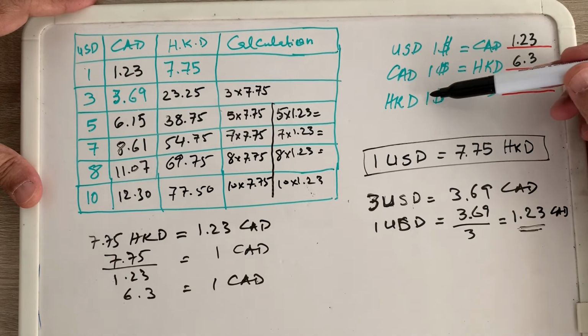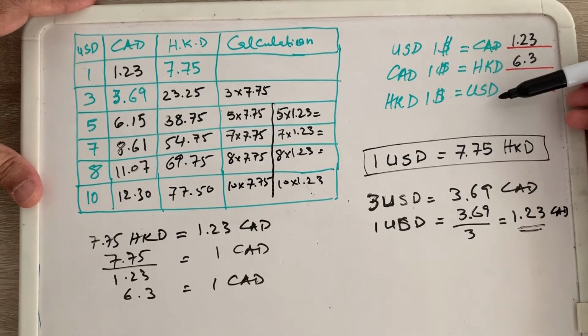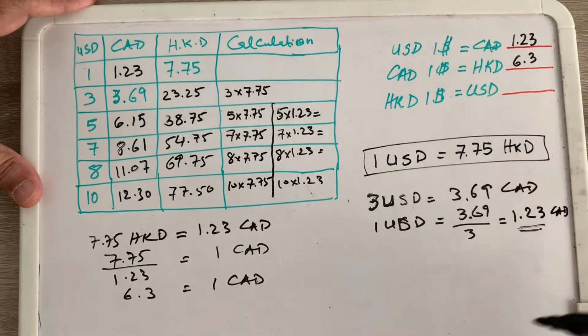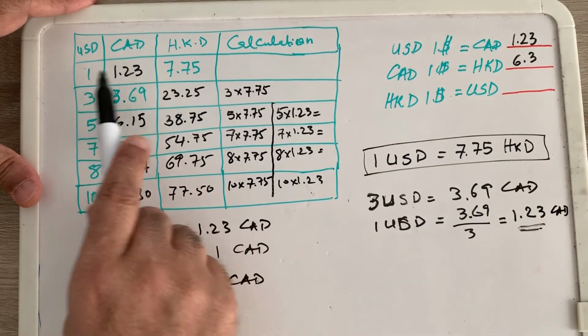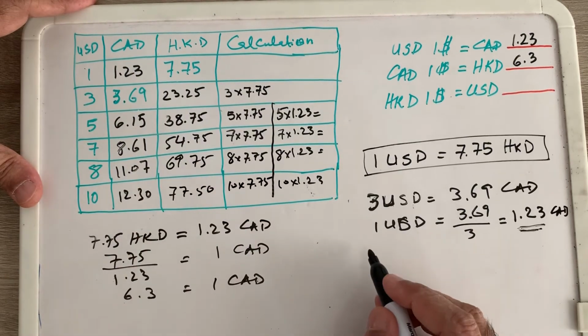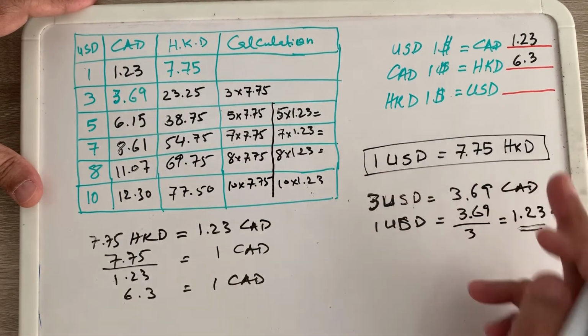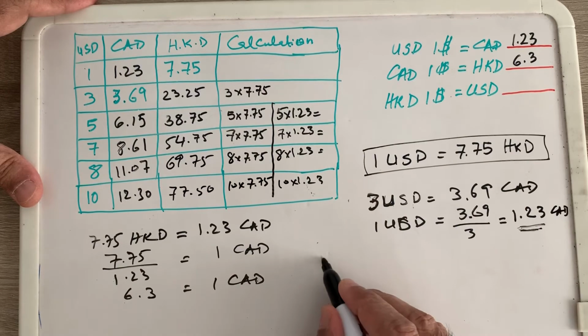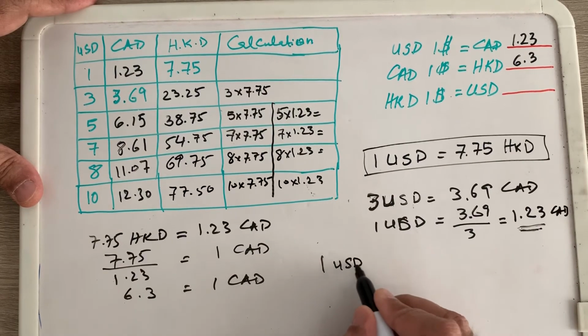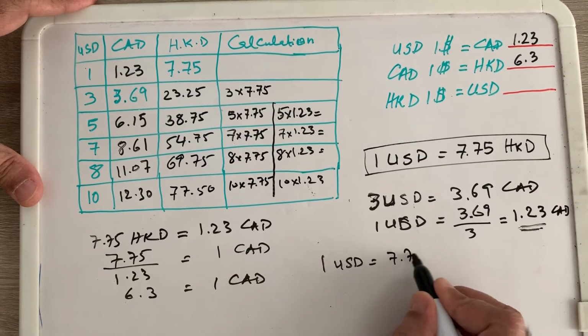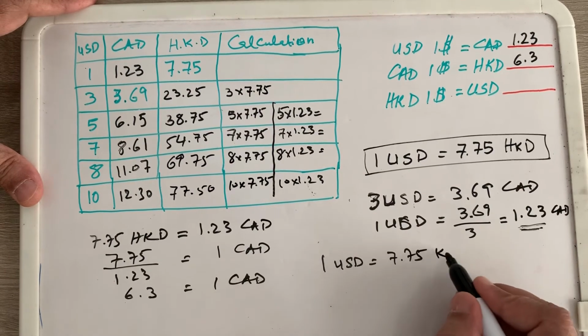1 Hong Kong dollar in terms of USD. So what relationship do we have? Hong Kong dollar and the USD. We have this, right? But we have the reverse. We have 1 USD is equal to 7.75. I will rewrite it. 1 USD is equal to 7.75 HKD.